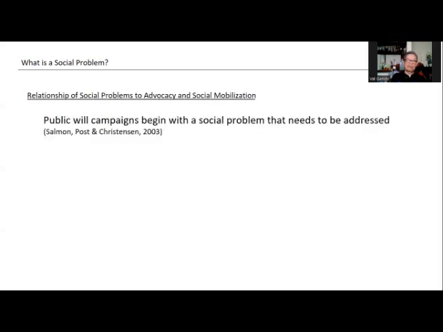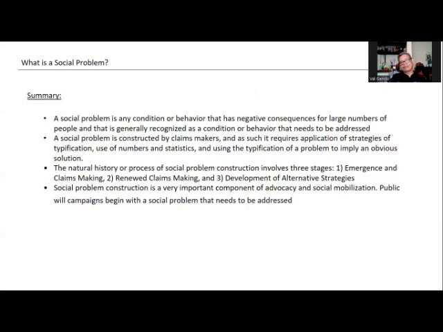That makes social problem construction a very important component of advocacy and social mobilization. The goal of advocacy and social mobilization is always addressed to a social problem. In summary, we learned that a social problem is any condition or behavior that has negative consequences for large numbers of people and that is generally recognized as a condition or behavior that needs to be addressed.